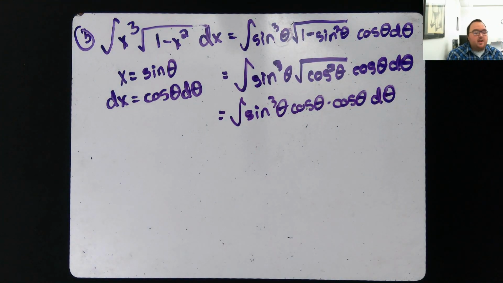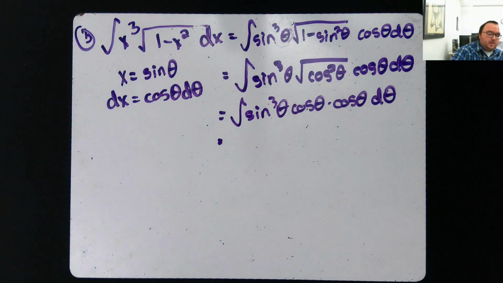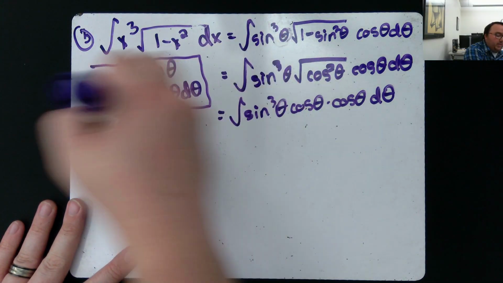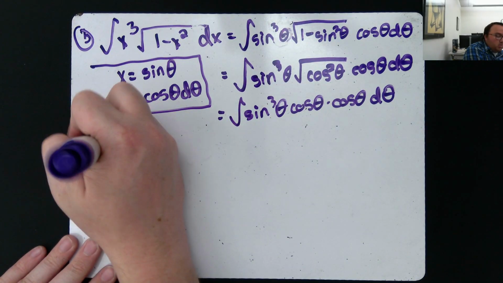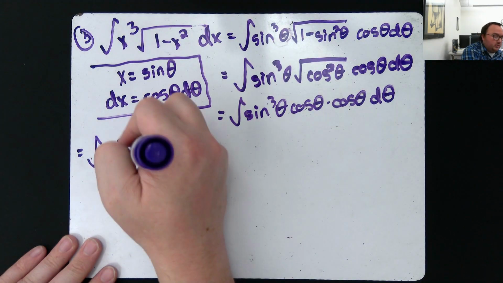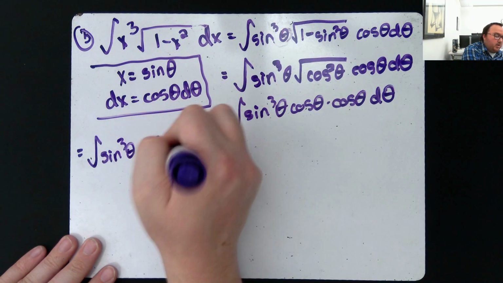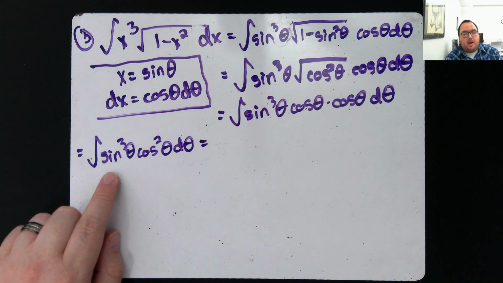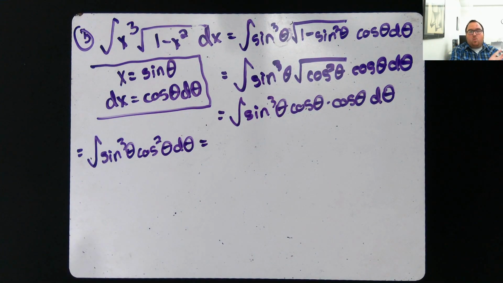Cosine times cosine is cosine squared. So this becomes the integral of sine cubed theta. Once again, cosine times cosine is cosine squared. And this becomes a problem like what we did in our last class, where since I have an odd power for sine, I'm going to bring one of them out.